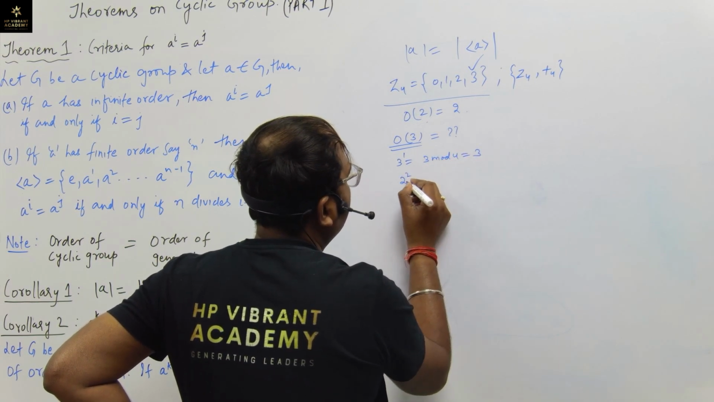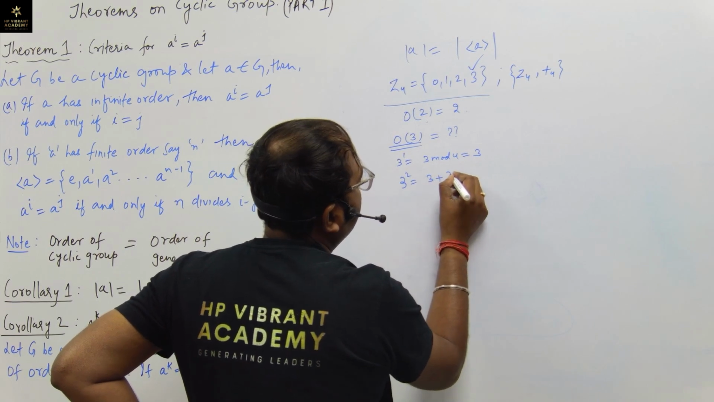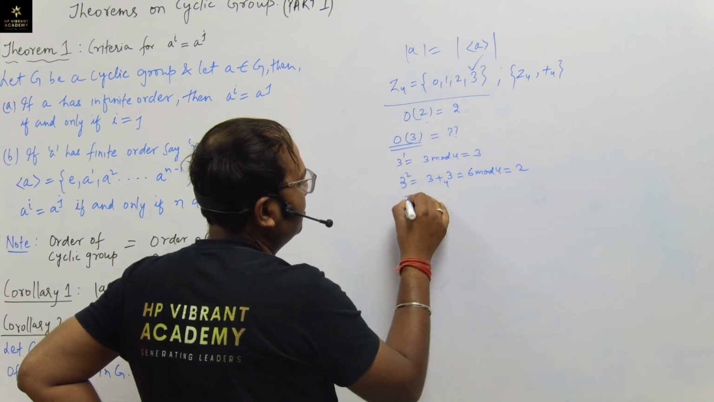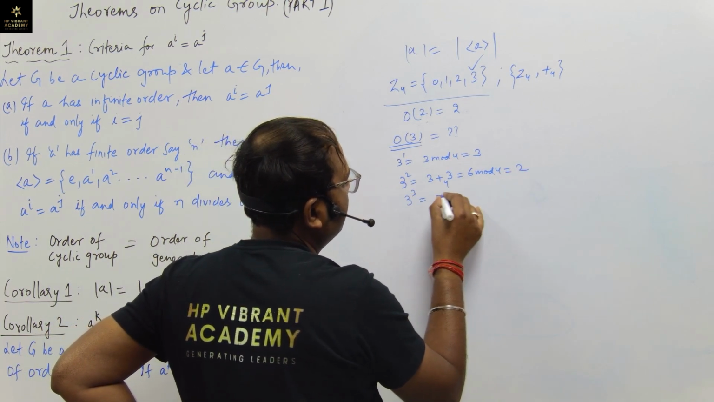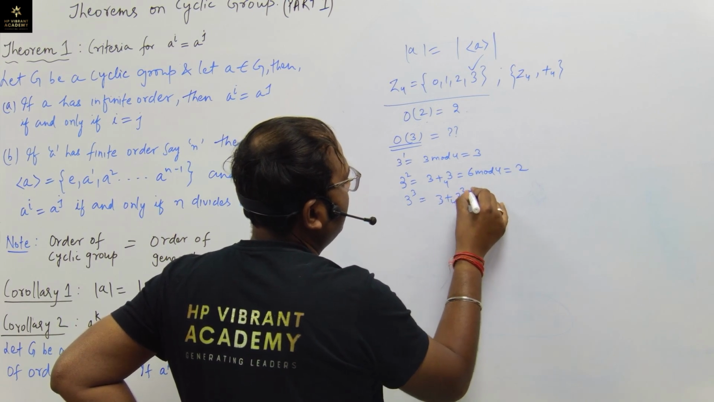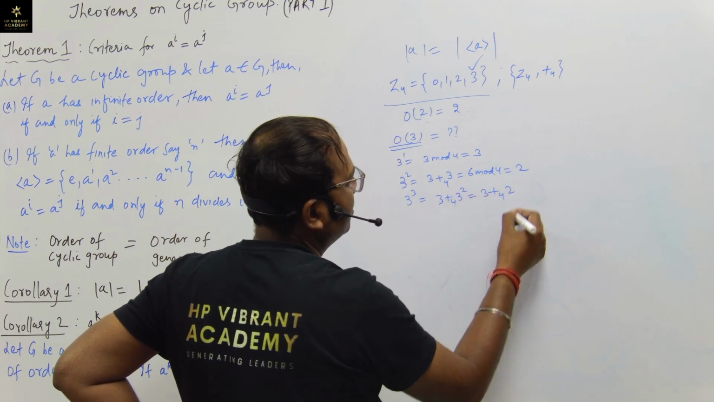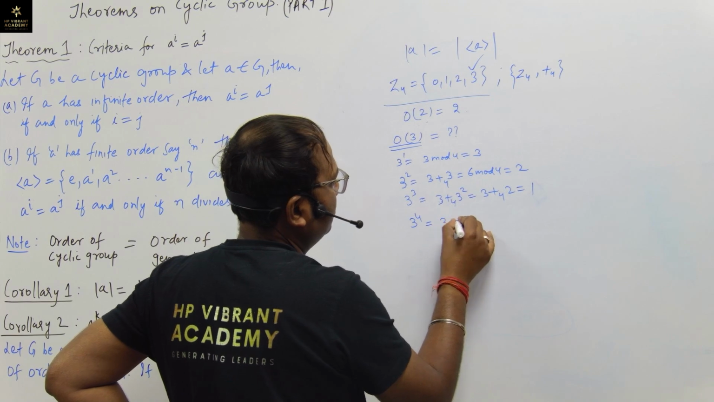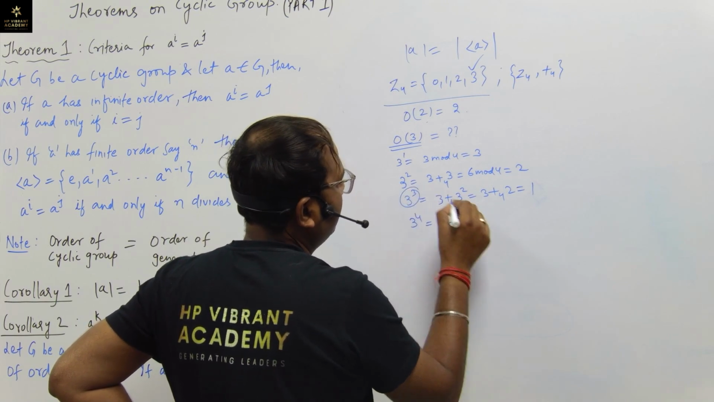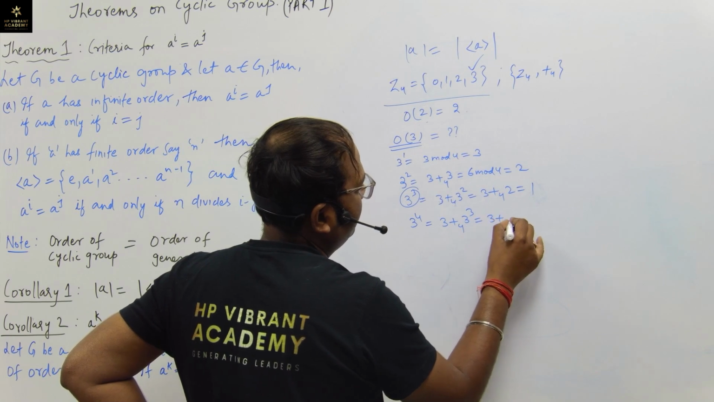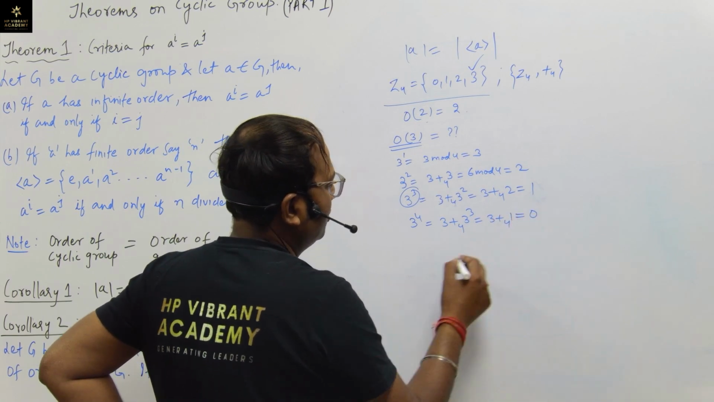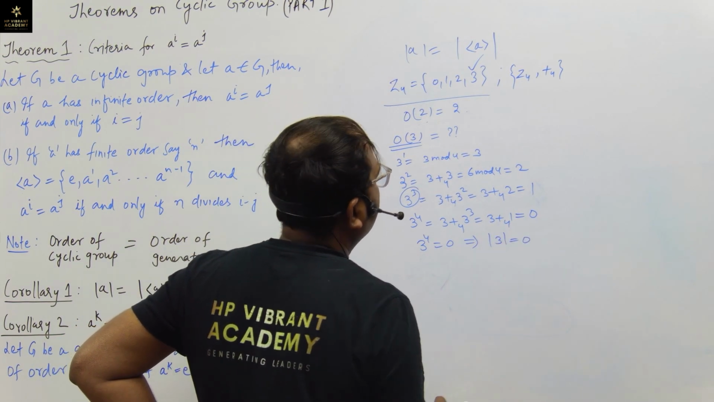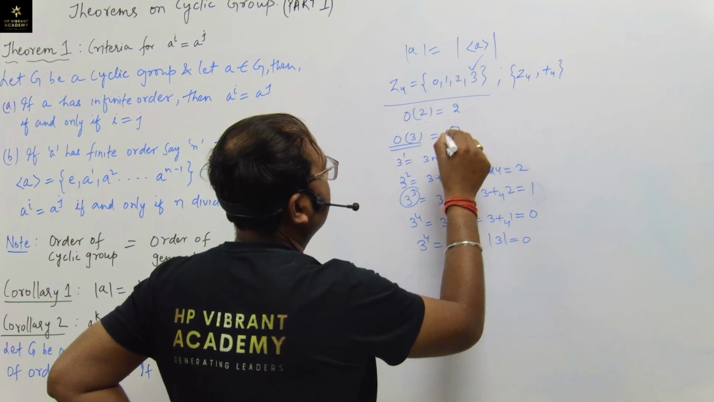We have 3 square, this is equal to 3 plus 3, this is 6 mod 4, this is equal to 2 as the remainder. 3 to the power cube, this is equal to 3 plus, addition modulo 4, 3 squared, this means 3 plus 2, 5 mod 4, so this is equal to 1. And we have 3 to the power 4, so this is equal to 3 plus, addition modulo 4, 3 to the power cube, so this is equal to 3 plus 1, 4 mod 4, the remainder is 0. So 3 to the power 4 is equal to 0.